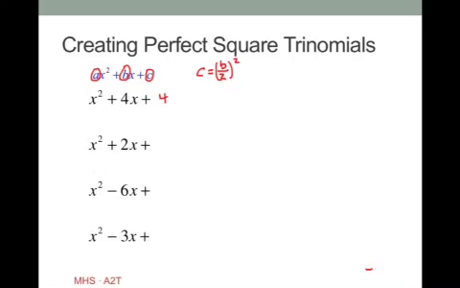So now that you know the rule, b over 2 squared. 2 over 2 is 1. 1 squared is 1. Negative 6 over 2 is negative 3. Square it is plus 9. Negative 3 over 2 is 3 halves. Square it, 9 over 4. Okay, so once you know the pattern, you can solve it really quickly.